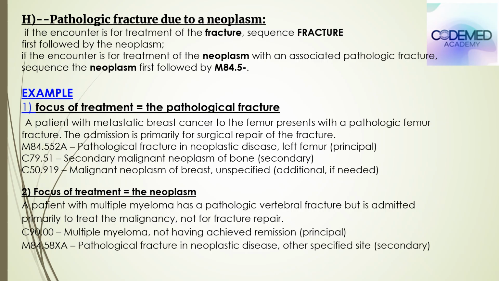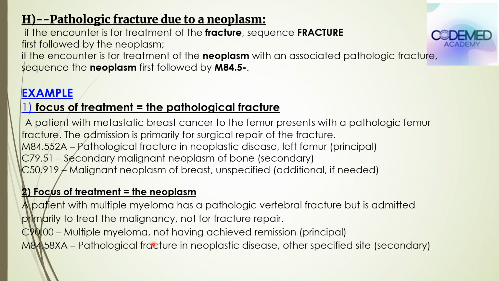Now the next important guideline is the pathological fracture due to the neoplasm. In this case, the important thing is one must understand why the patient has come. If the encounter is for the treatment of the fracture, then sequence the fracture first, followed by the neoplasm. But if the encounter is for the treatment of the neoplasm with an associated pathological fracture, sequence the neoplasm first, followed by the fracture. So let us take two examples to understand this guideline.